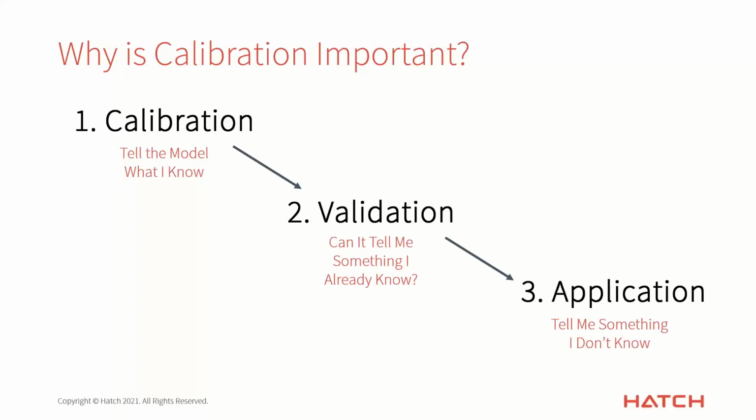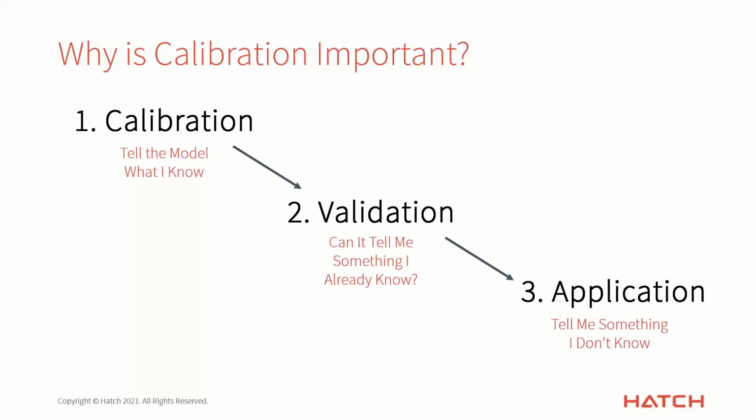And calibration is the first step and the most important step to using models effectively, because if your calibration is bad, your validation is going to tell you that, and then there's really no application for your model if it's not a very good model. So after calibration is the validation step, where you're checking how good of a calibration you performed, typically using another data set from the same plant or same experiment that you calibrated your model on.